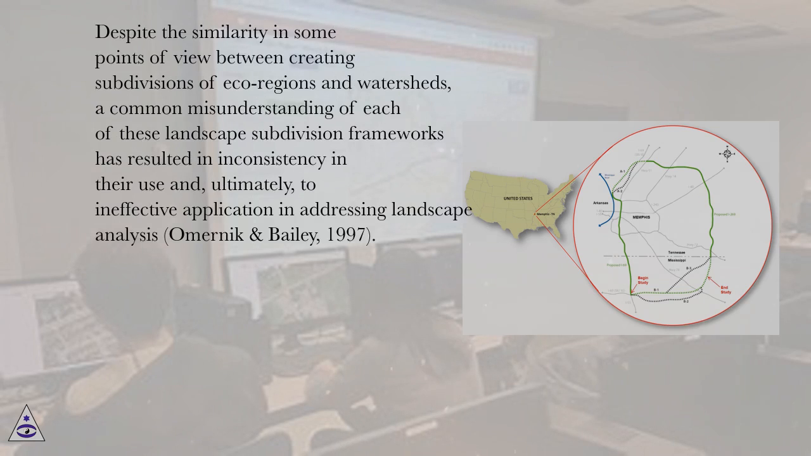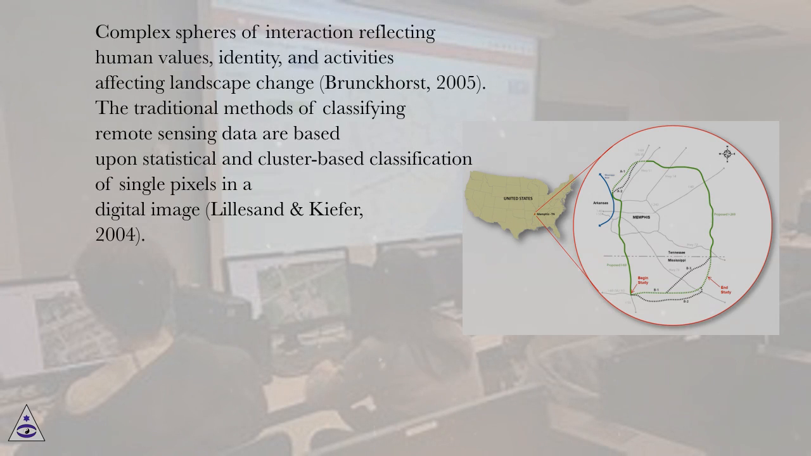Despite the similarity in some points of view between creating subdivisions of ecoregions and watersheds, a common misunderstanding of each of these landscape subdivision frameworks has resulted in inconsistency in their use and, ultimately, to ineffective application in addressing landscape analysis. Omernik and Bailey, 1997. Complex spheres of interaction reflecting human values, identity, and activities affecting landscape change, Brunkhorst, 2005.